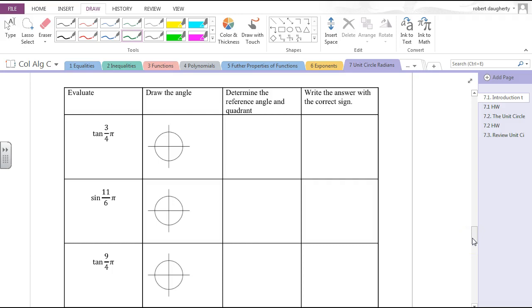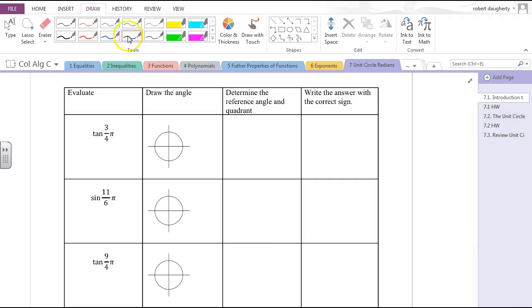Guys, do you see the similarities of what we're doing? So if this is 7/4 pi. So tangent of 3/4 pi. The first thing I have to do is to be able to figure out what? It's just like the other quiz. I've got to do what? I've got to draw what? The angle to find out which quadrant it's in.